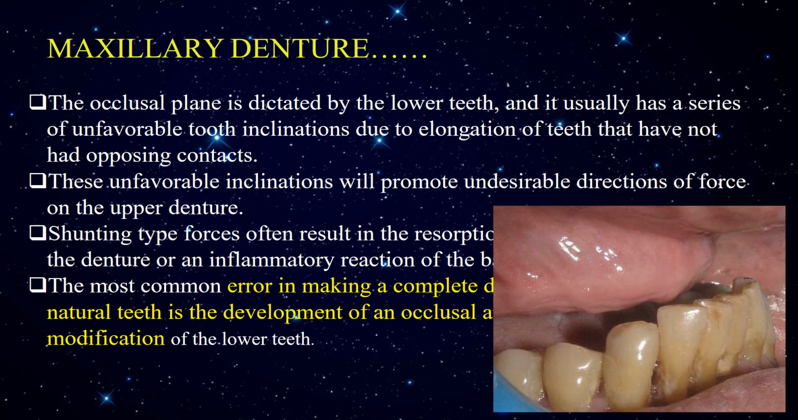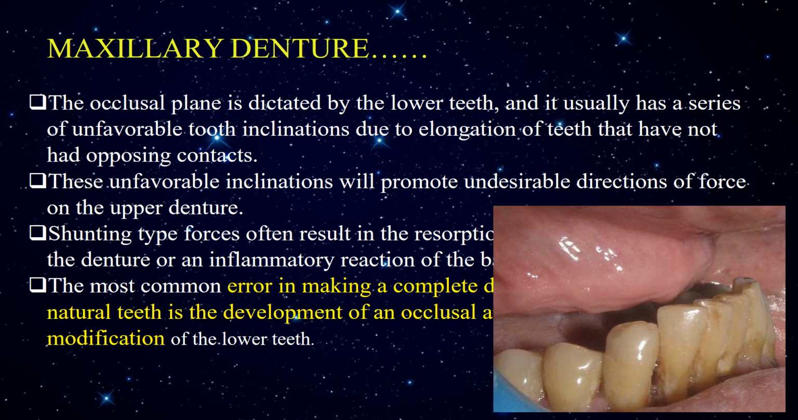So when we are making a maxillary complete denture, we can see here that there are shunting type forces that result in the resorption of the anterior maxilla, resulting in inflammatory papillary hyperplasia, epulis fissuratum, and supraeruption of the lower anterior teeth.